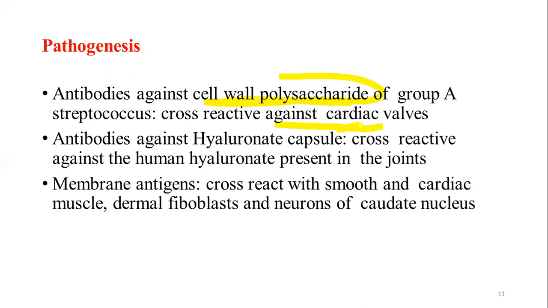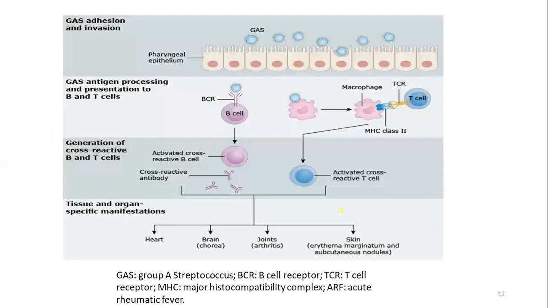The antibodies that are produced against the capsule of the microorganism can cross-react with the human joints. Then also the antibodies that are produced against the membrane antigen of the microorganism can actually cross-react with smooth tissues, including the brain tissue. So in such a way, they can produce significant clinical damage to the target organ.